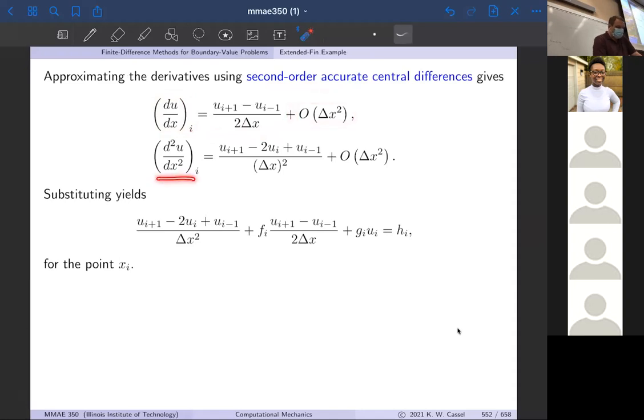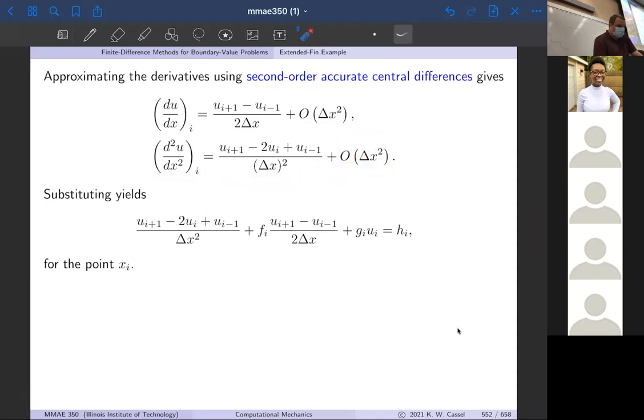Similarly, for the second order derivative, d squared u dx squared, if you look up the second order accurate central difference, this is what you'll find. This is what we derived on Thursday: u i plus 1 minus 2 u i plus u i minus 1 over the square of delta x. Once again, that is second order accurate, and once again, we don't include this term in the actual calculation. We're just writing it to emphasize the second order accuracy of the approximations.